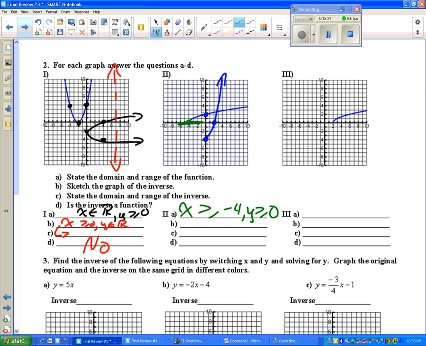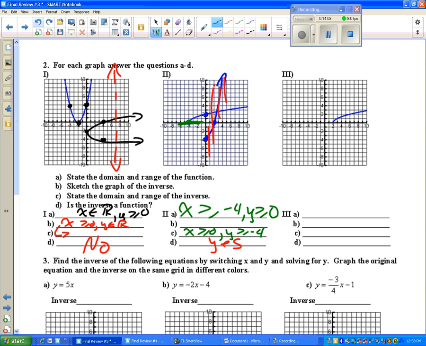I graphed the inverse already. The domain and the range switch, so now x's are greater than or equal to 0, and y's are greater than or equal to negative 4. Is this a function? If I do a vertical line test on this, it's never going to hit it more than once. So yes, this is a function.